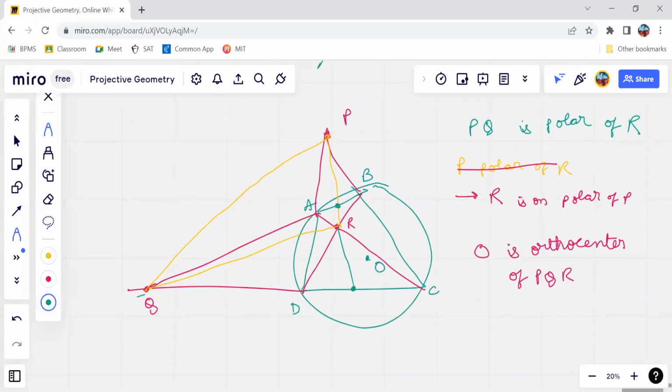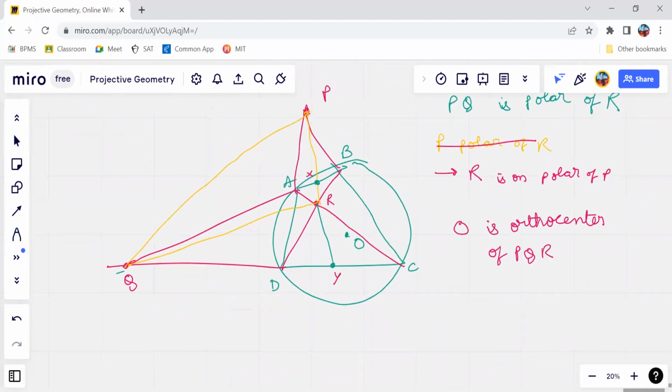Yeah, so I'll label things. Let's say X, and let's say this is Y. So what does Ceva-Menelaus tell us? Just any of the results, they're all equivalent. The cross ratio of Q, Y, D, C is equal to -1.